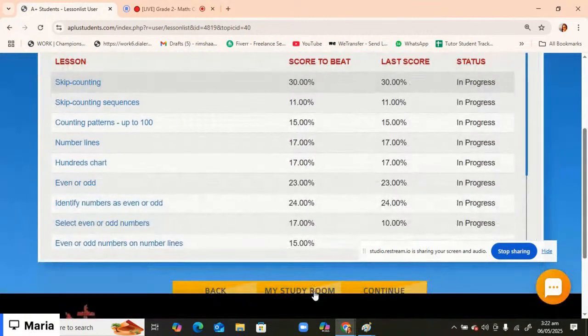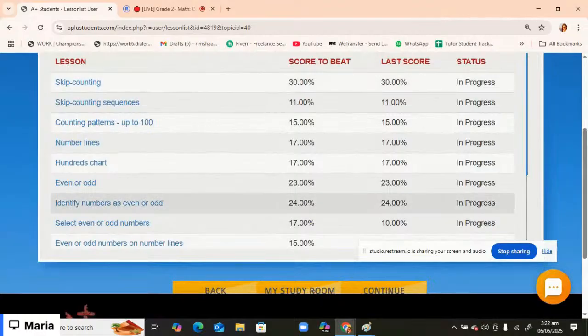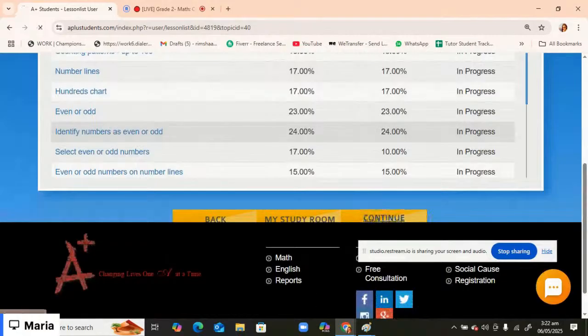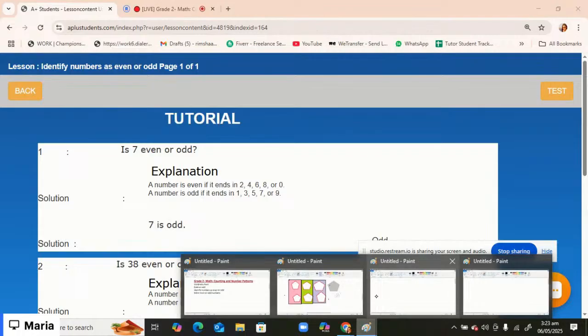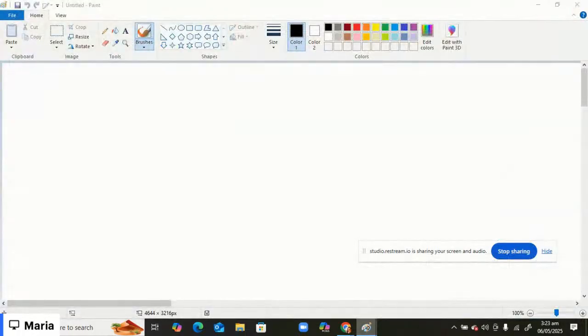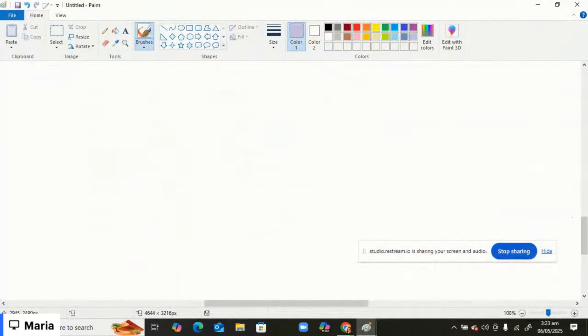So we have done the hundreds chart, even or odd. Identify the numbers as a even or odd. Now we identify the numbers. Okay. So first of all, I'm going to tell you what is basically from 1 to 10 even or odd numbers. Okay.